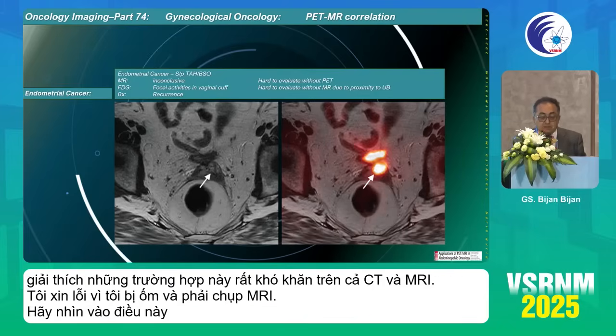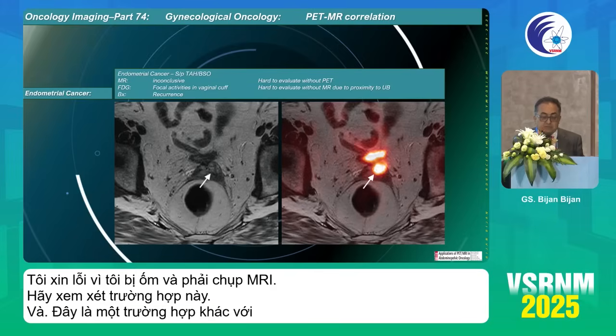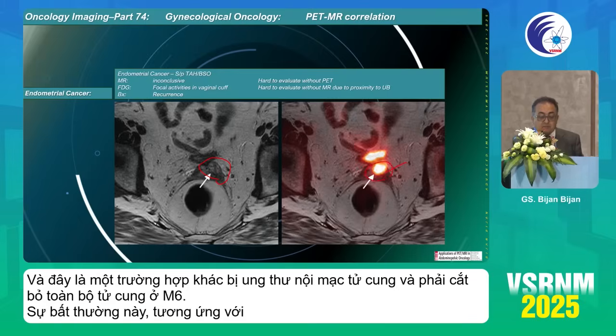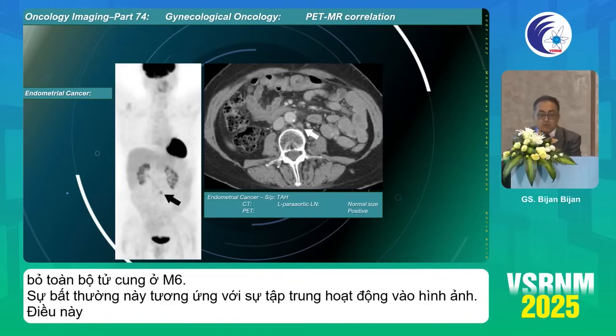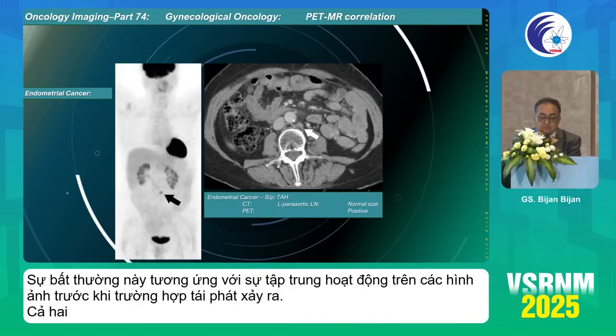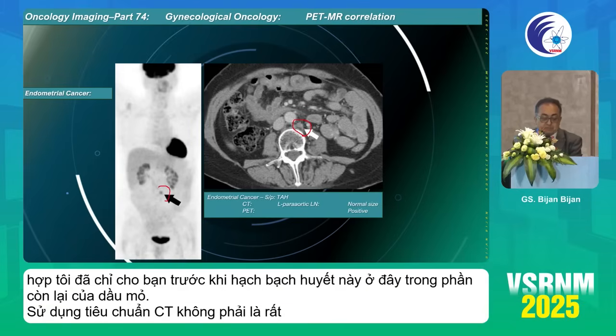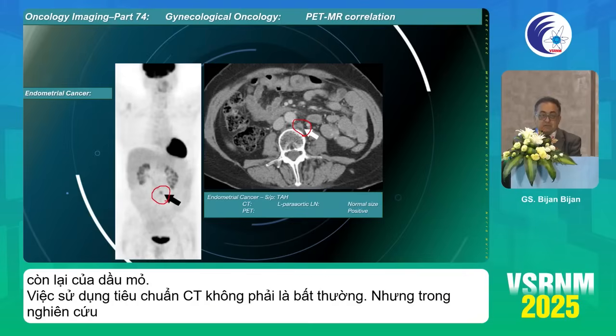This is another case of endometrial cancer, post total abdominal hysterectomy. On the MR, you see this abnormality, which corresponds to a focus of activity on the PET images. This was a case of recurrence. Both MR and PET showed you the same finding. This is the case that I showed you before. This lymph node here in the retroperitoneum, using CT criteria, is not very abnormal, but on the FDG study it shows activity, therefore it is abnormal.